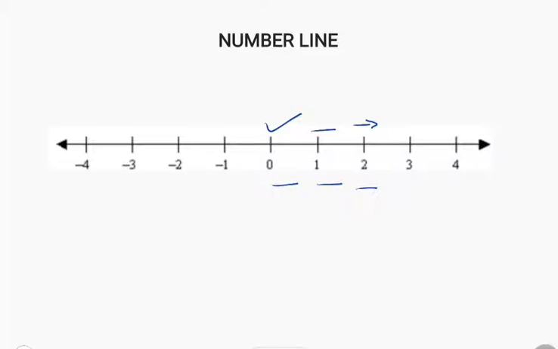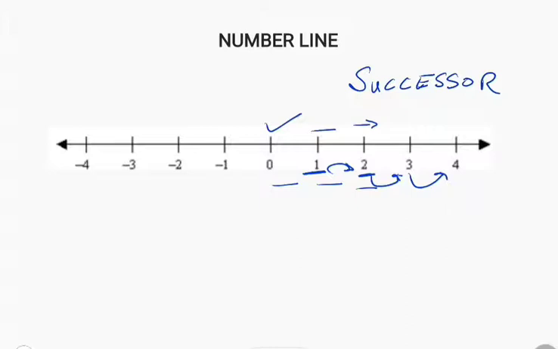For 1, 2 is the next number, and it is called the successor for 1. So the next number is called the successor. For 2, the successor is 3. And for 3, the successor is 4.